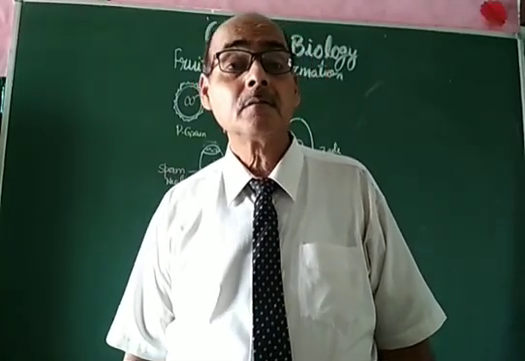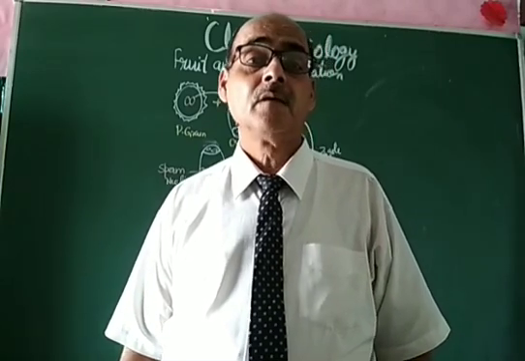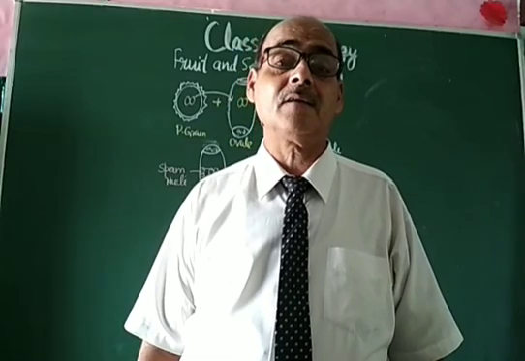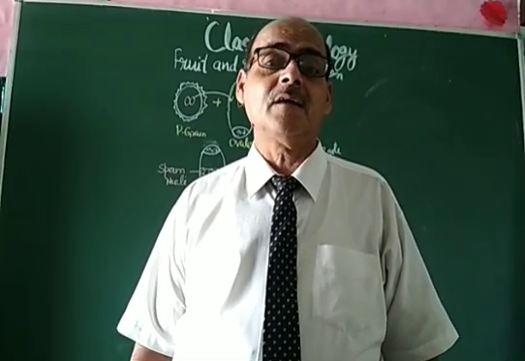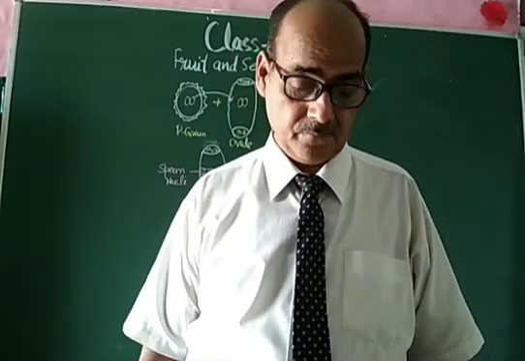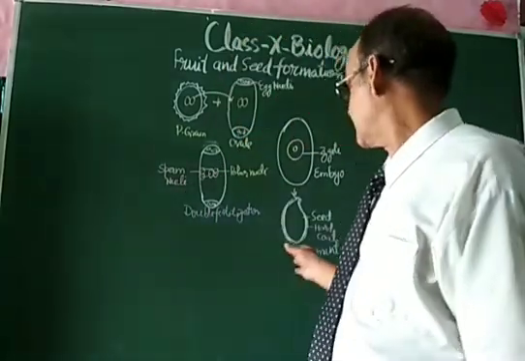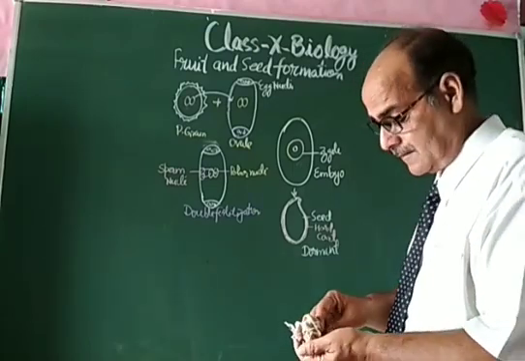If this seed gets moisture, if this seed gets water, then the hormone present inside it, auxin, gets activated and the seed starts germinating. So this is a dicotyledon. How does it start germinating? See it.